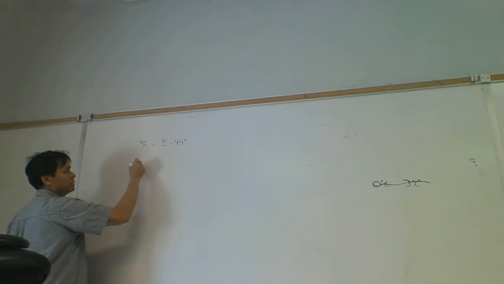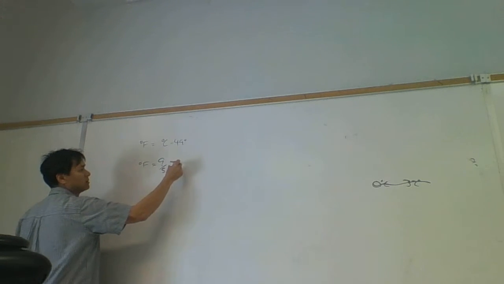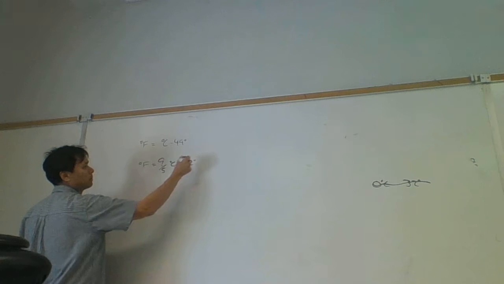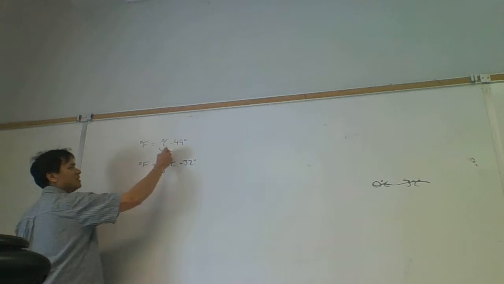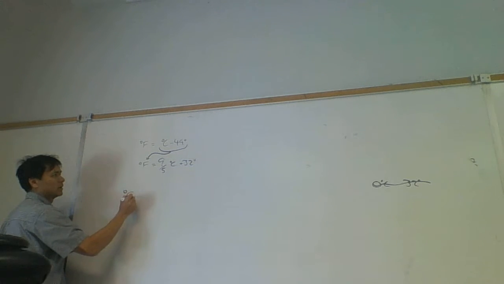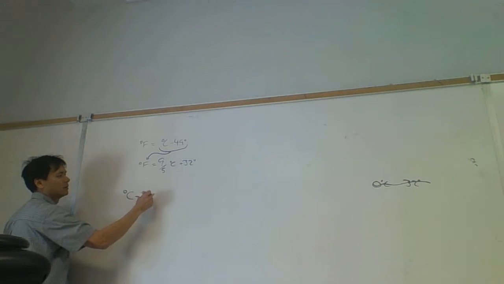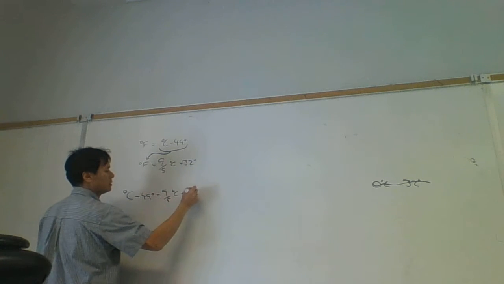Well, equation 2 is this. We know that degrees Fahrenheit is equal to 9/5 degrees Celsius plus 32. And then when you have two equations and two unknowns, you just do a substitution. So what we'll do is we'll just substitute this in here. If we do that, then let's simplify. We're going to get degrees Celsius minus 49 degrees is equal to 9/5 degrees Celsius plus 32 degrees.